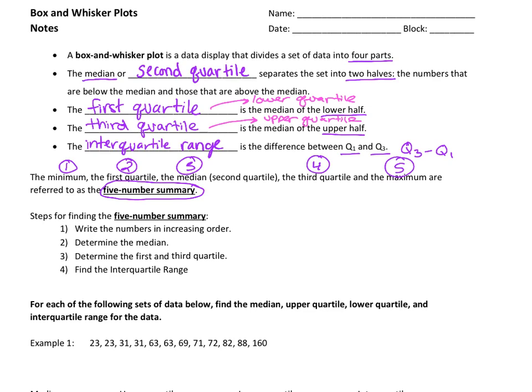So when we're going to do our 5-number summary, the first thing we need to always make sure is that our numbers are written in increasing order, meaning small to big. And the first thing we have to do is find the median. So again, that's the middle of our data. After we find the middle, then we can find the first and third quartile because those will be the middles of the middle. We'll talk about that in a second. Then you find the interquartile range, which is again your Q3 minus your Q1. So let's give this a try.